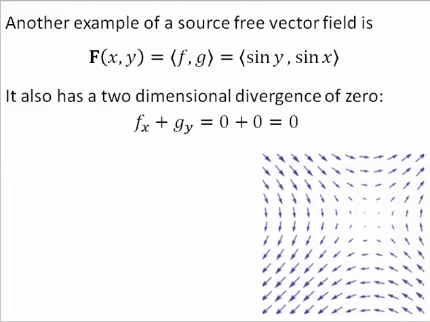Another example of a source-free vector field that we haven't seen yet is this one. Its f component is sine y, and its g component is sine x. So f partial x plus g partial y is always 0, meaning that it's source-free.